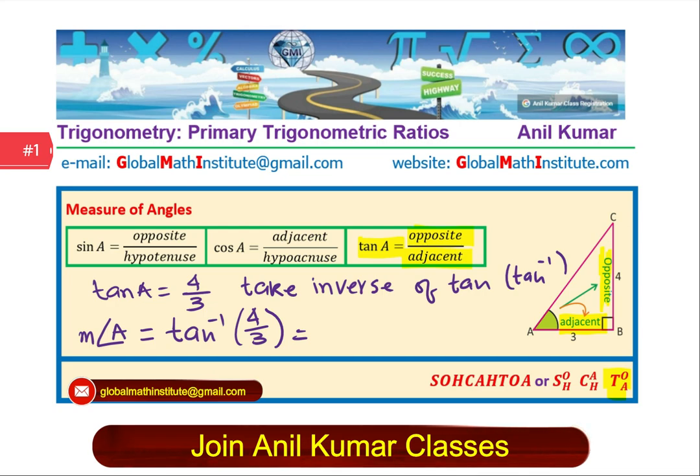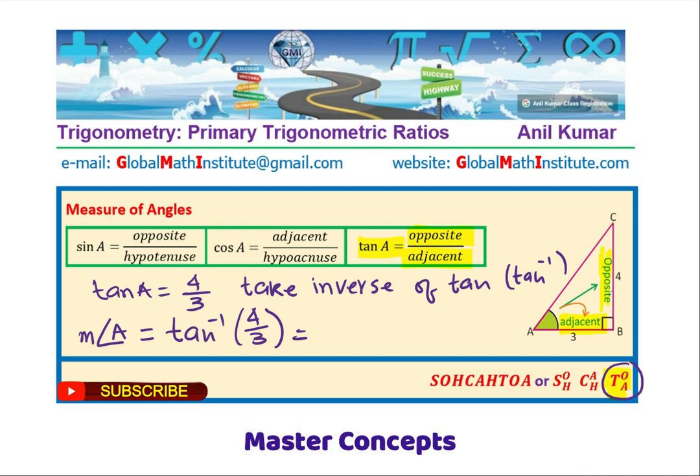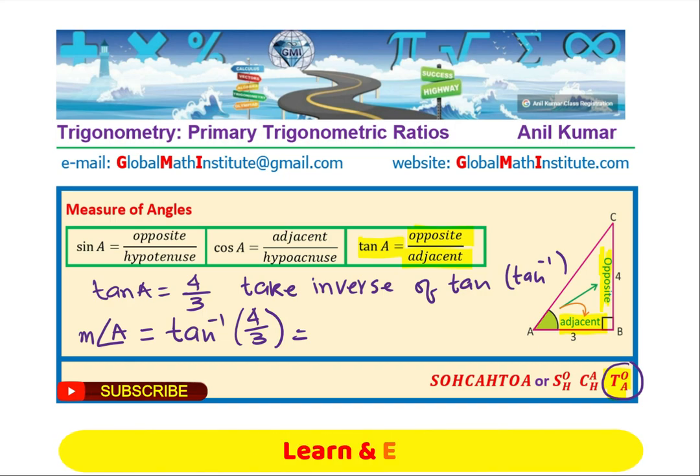Now, why did we take tan? Because the sides given were opposite and adjacent, and that's why we took tan as our ratio. Is that part clear to you? Now, when you do that, what do you get? You hold your calculator, put it in degrees, and then do this. Perfect.